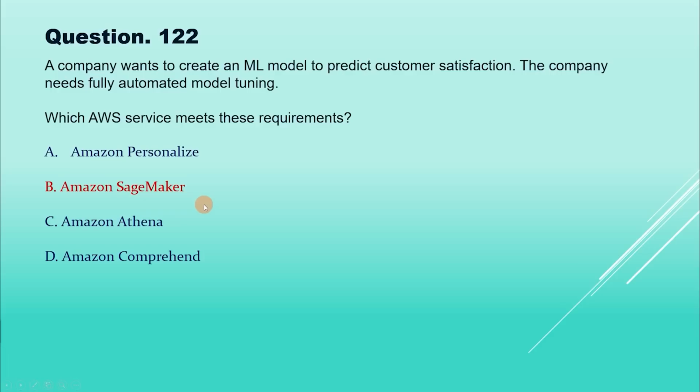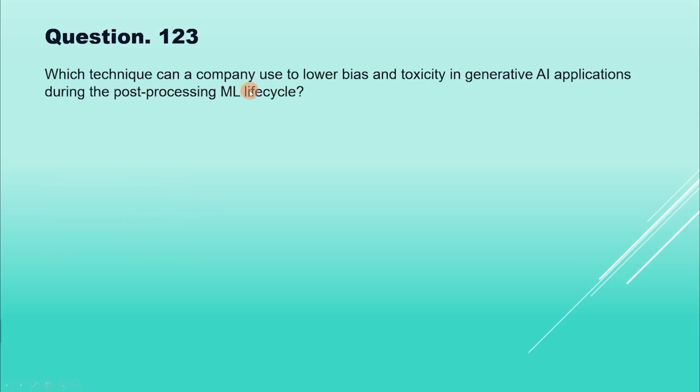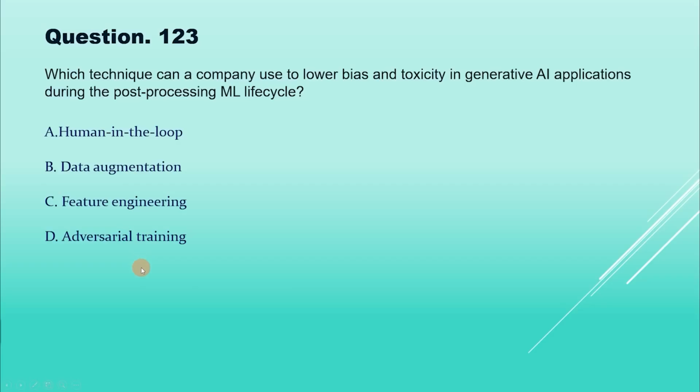Now question number 123. Which technique can a company use to lower bias and toxicity in a generative AI application during the post-processing ML lifecycle? Here are the options: option A, human in the loop. Option B, data augmentation. Option C, feature engineering. Option D, adversarial training.